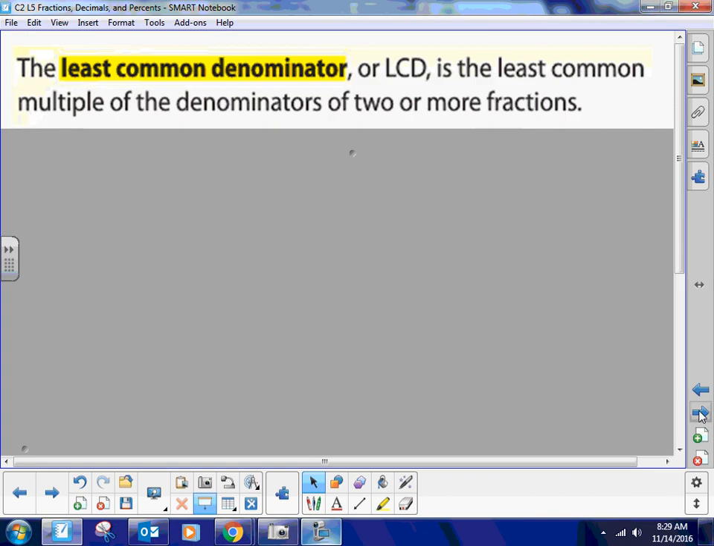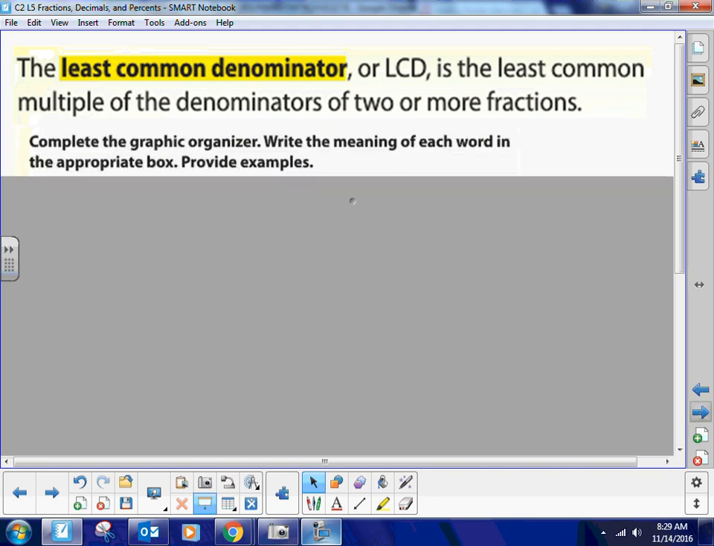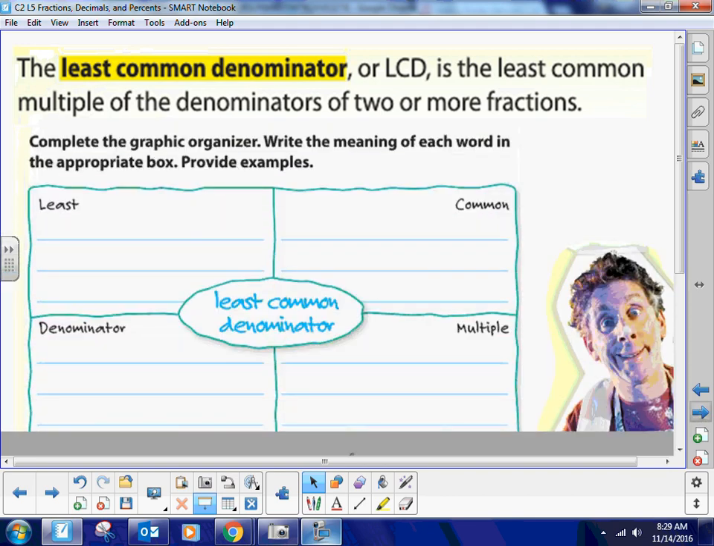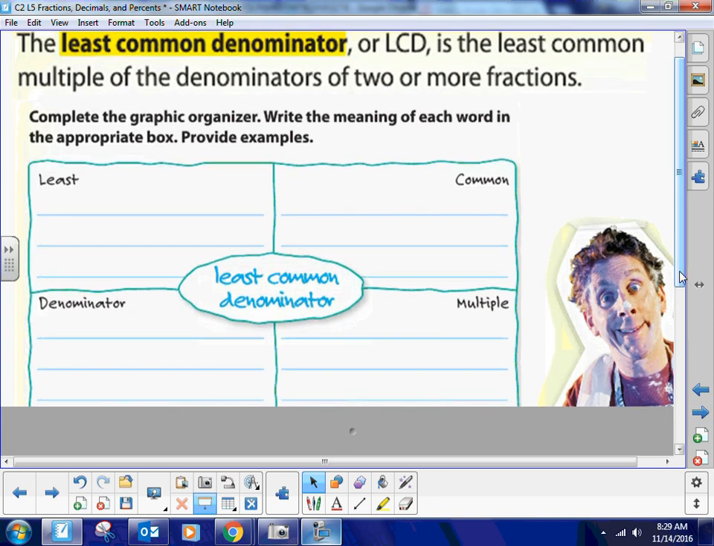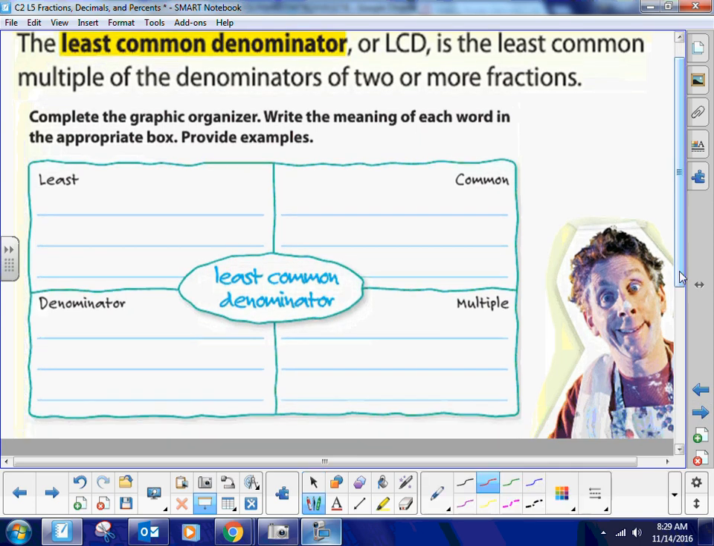Okay, least common denominator, or LCD, is the least common multiple of the denominators of two or more fractions. You should know this by now, right? It's no big deal. You've done this before, at least you should have. If you haven't, I want you to complete this graph. I want you to take some time out and see if you can understand what this is asking you. Please pause my video right now and go ahead and complete this on your own and see what you come up with. Okay, I'm going to do this now, and I want you to compare your answers with me.